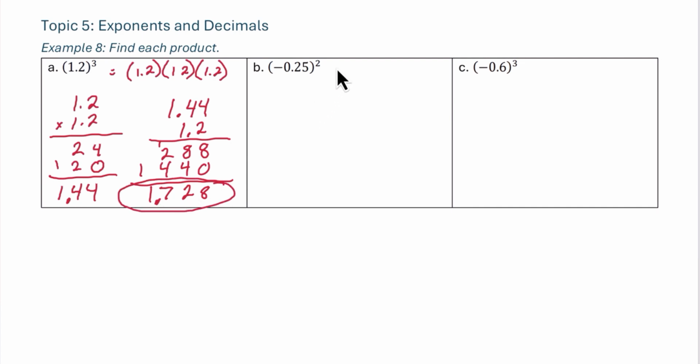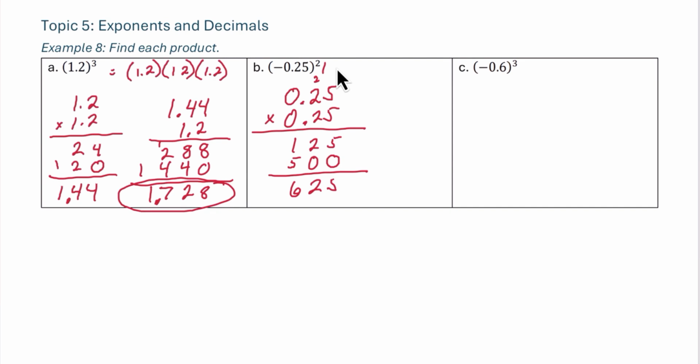In the next example, we have negative 0.25 squared. Let's focus on 0.25 times 0.25 first. Then we'll talk about the sign. 5 times 5 is 25, carry the 2. 5 times 2 is 10, plus 2 is 12. 0 placeholder. 2 times 5 is 10, carry the 1. 2 times 2 is 4, plus 1 is 5. Then we'll add 6 to 5.